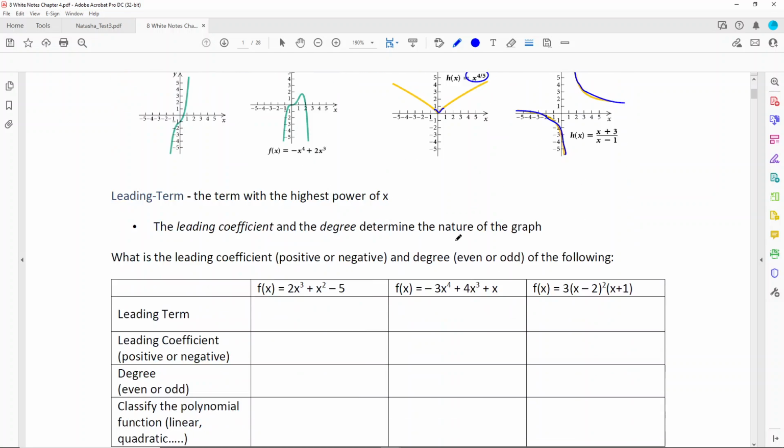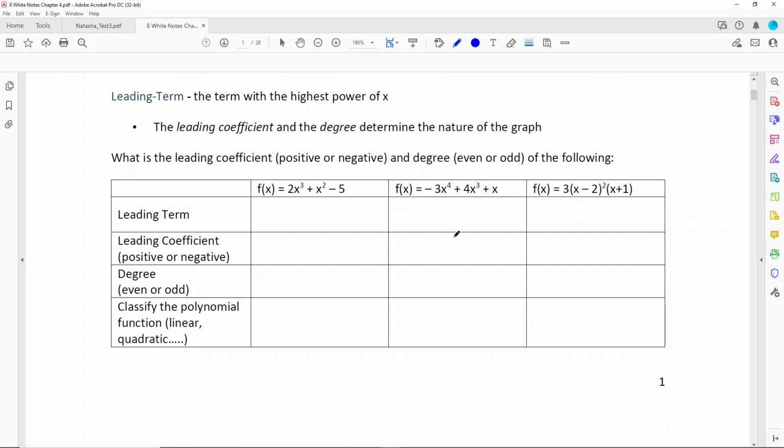All right, so what determines what type of graph it is? Well, it's the leading term. It's the term that contains the highest power of x. We call it the leading term. A leading term has a leading coefficient, the number in front of the variable, and it has a degree, which determines the nature of the graph.